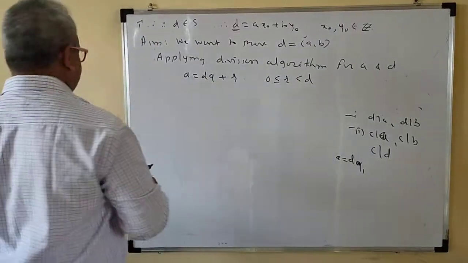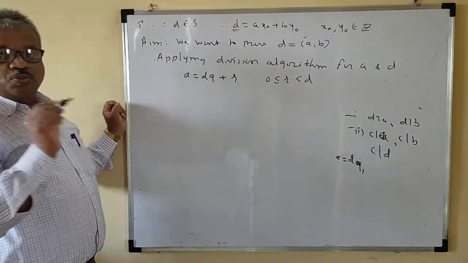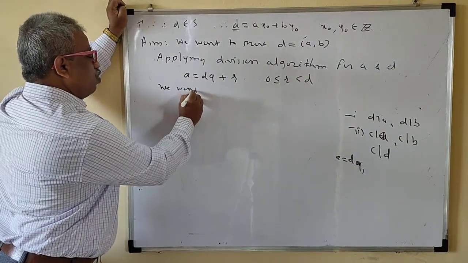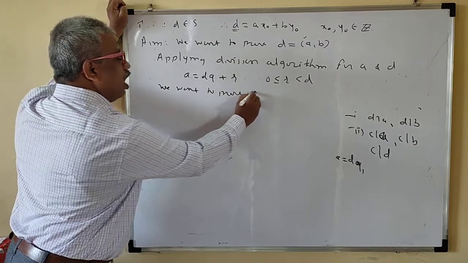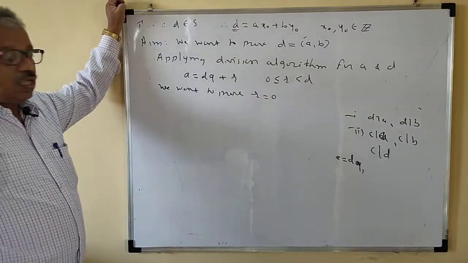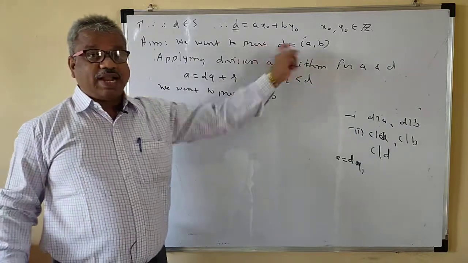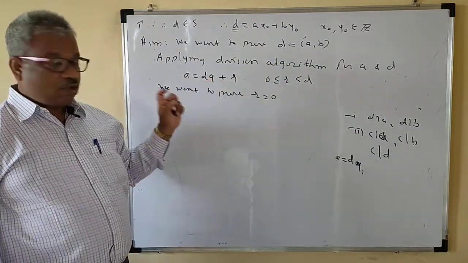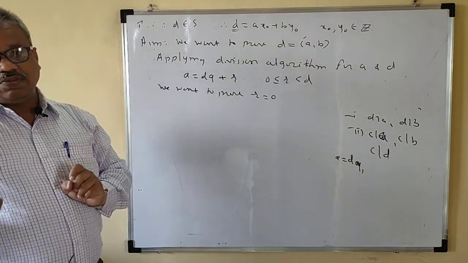So what do we have to prove? Our aim is to prove that R is equal to 0. The remainder is 0. D divides A means A is equal to DQ. So we have to prove that R is equal to 0.